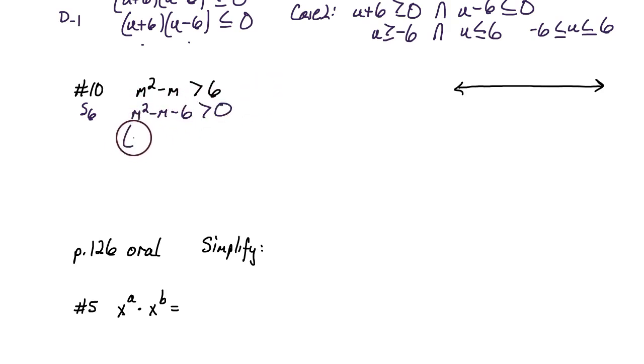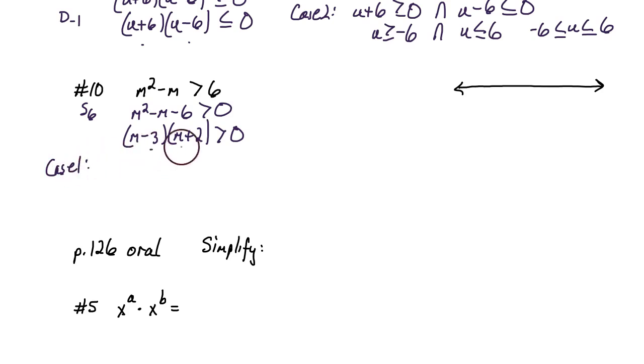Then factor the left side, m minus 3 times m plus 2. I went with these numbers because negative 3 times 2 is negative 6, and negative 3 plus 2 is negative 1. We have two cases.